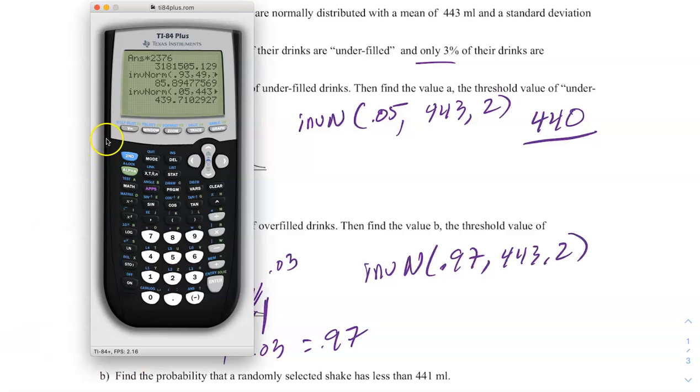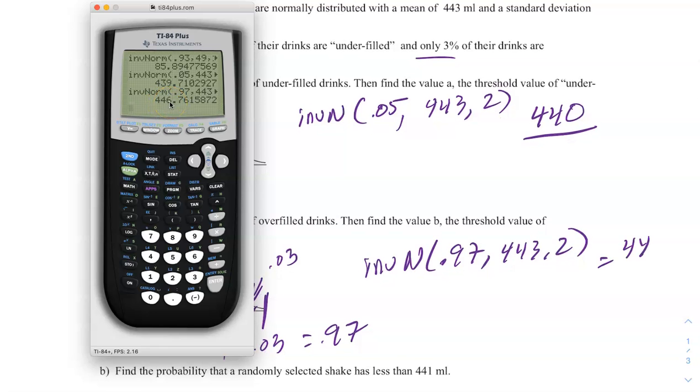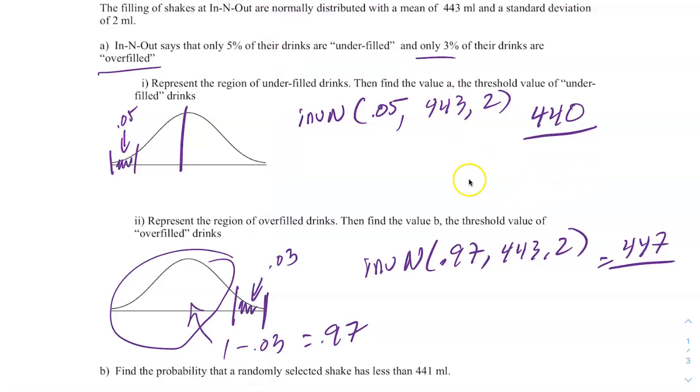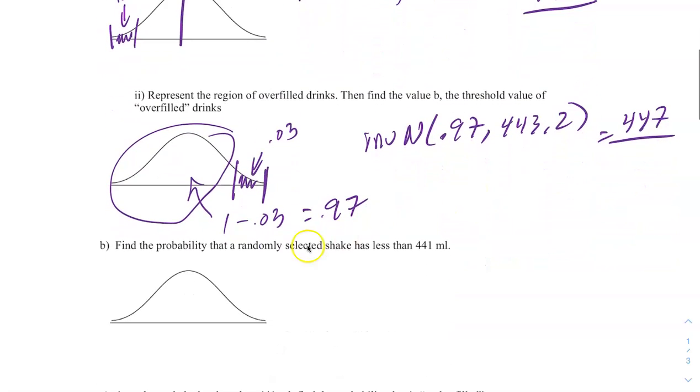So on my calculator, second distribution, inverse normal, 0.97, 443, and 2. And again, 3 sig figs, so I'll round that to 447. So 447 is the overfilled threshold. Anything above that is overfilled.